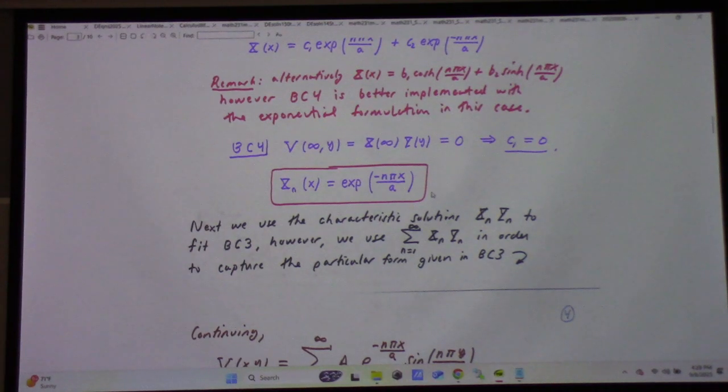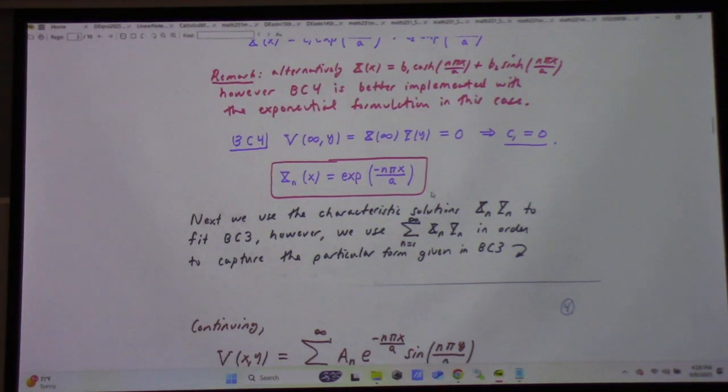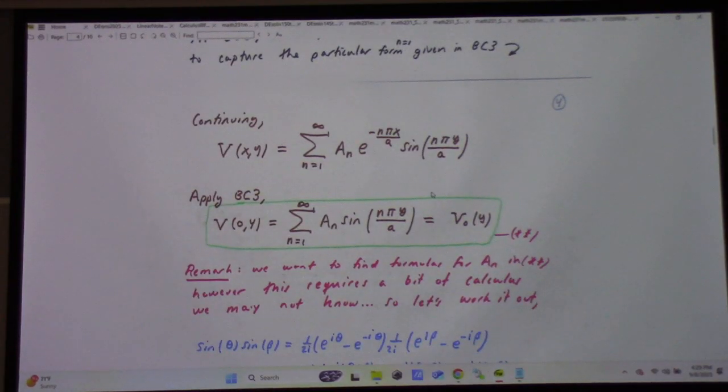Now, we still haven't implemented boundary condition 3. To do so, we put everything we have together into one big solution, and basically it's undetermined coefficients on steroids. If you've had differential equations, the a sub n's are undetermined coefficients, which we have to determine with boundary condition 3. So boundary condition 3 says V of 0, y has to be this, but it also has to be that. And then our goal is to find formulas for a sub n. That's what we're trying to do. And we did that last class, kind of, sort of, by quote-unquote Fourier's trick.